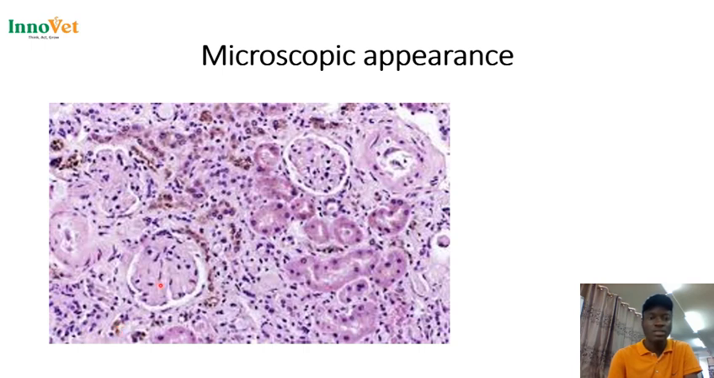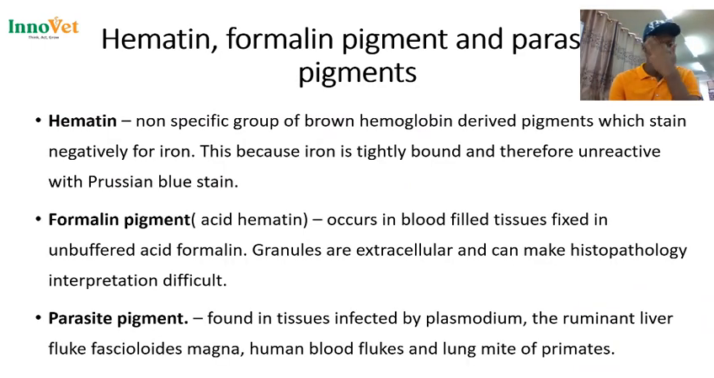So this is a kidney, as you can see because of these renal corpuscles. They are here being deposited. Then you go to another one, which is hematin, formalin pigment, and the parasite pigment. So hematin is just a non-specific group of brown hemoglobin-derived pigments which stain negatively for iron. This is because the iron within hematin is tightly bound and therefore unreactive with the Prussian blue stain as we saw in hemosiderosis.